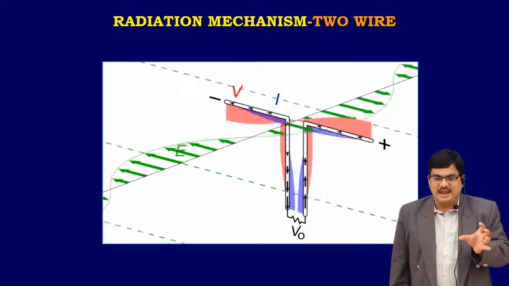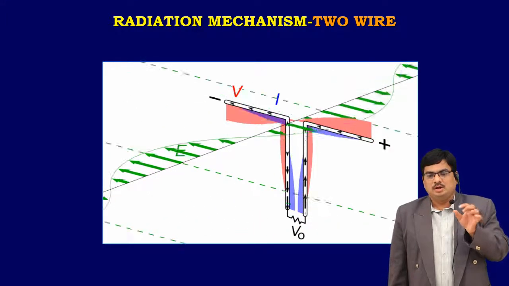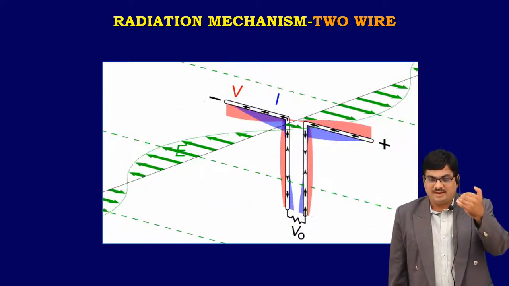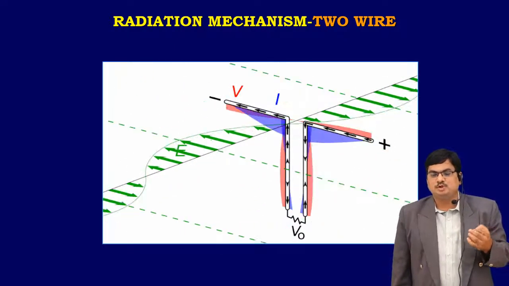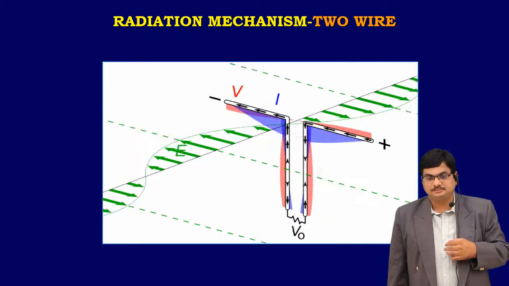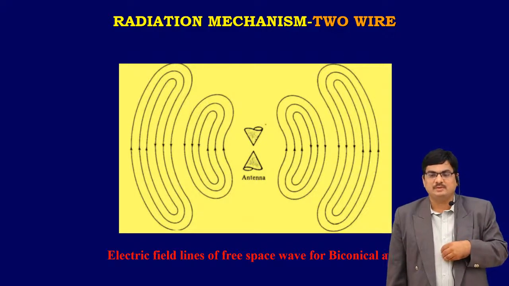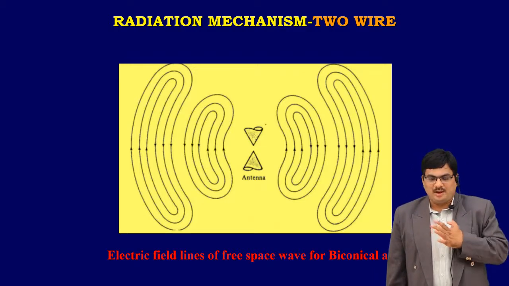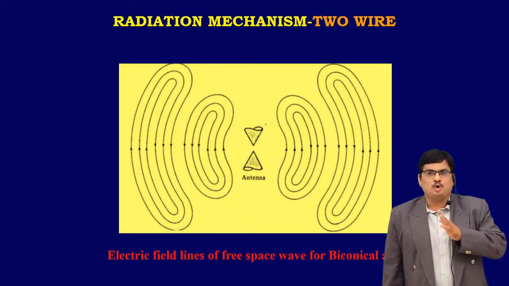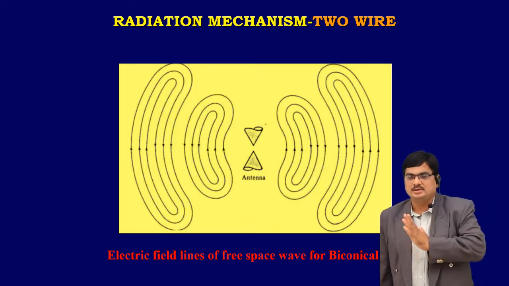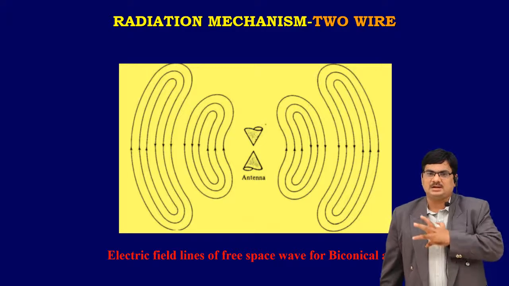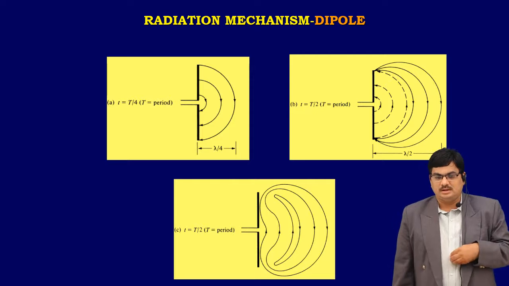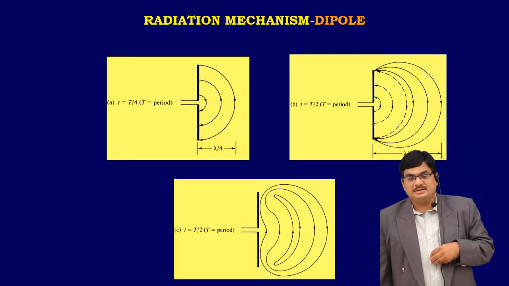So near the antenna, in the middle, there will be a strong EM field, and whenever they are far away from the antenna, those fields are reducing. And this is a good example of how electric fields occur in a biconical antenna. See that the antenna is in the middle, and as the distance from the antenna increases, the fields are separating from the antenna and moving into free space. And next, the radiation mechanism of a dipole antenna.